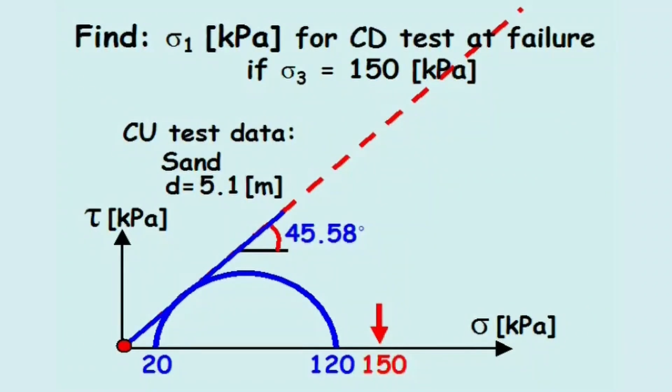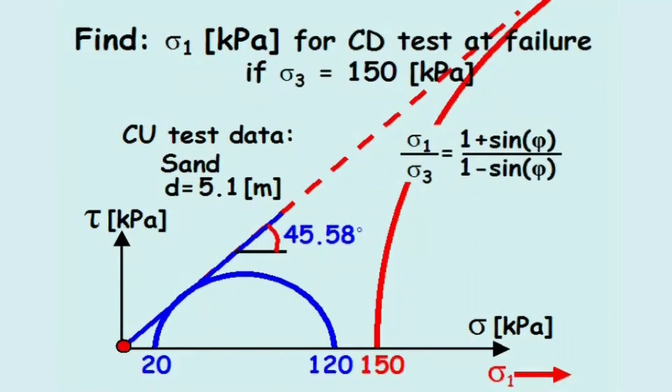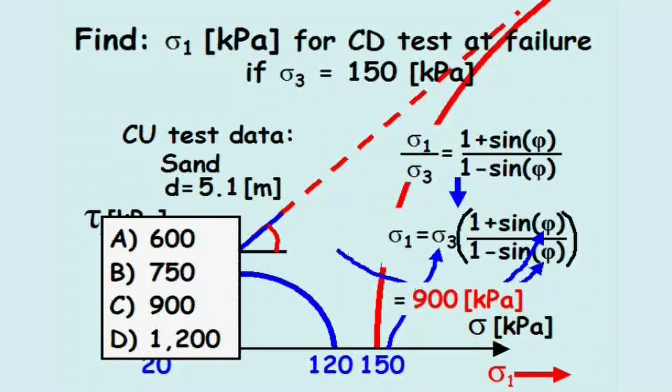Next, a semicircle is drawn tangent to the rupture line and passing through 150 kilopascals. This graph is too small to see the value of the axial stress, but it can be solved mathematically by knowing the friction angle and confining stress, and by knowing that the cohesion is 0. The values are plugged in, and our axial stress computes to 900 kilopascals. Upon reviewing the possible solutions, the answer is C.